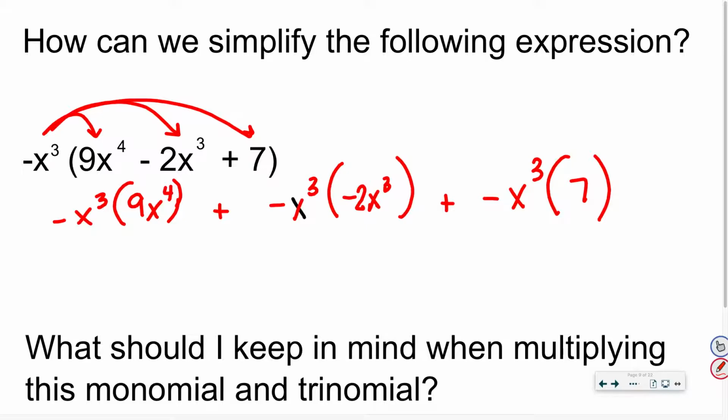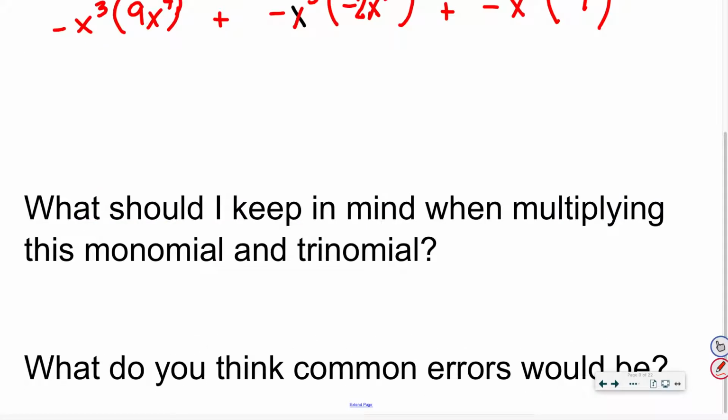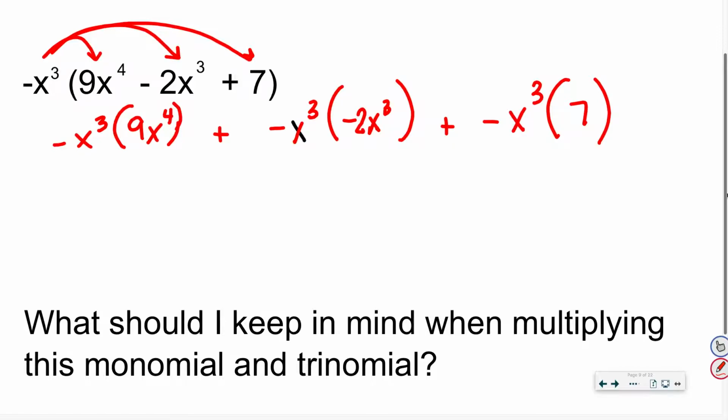Taking it to the next level, I'm now multiplying negative x to the third times 9x to the fourth. What do I need to consider when I'm multiplying those terms? There's a negative, so what would my coefficient be here if I multiplied? A negative 9. Why is it a negative 9? This is really a negative 1, and a negative 1 times 9 is negative 9.